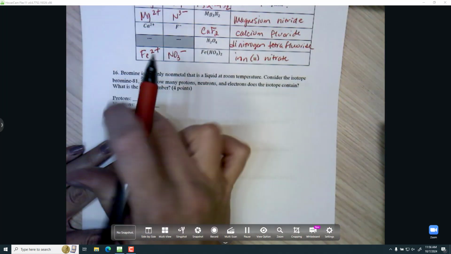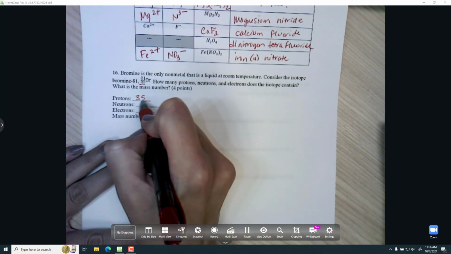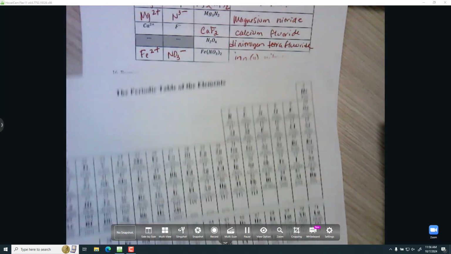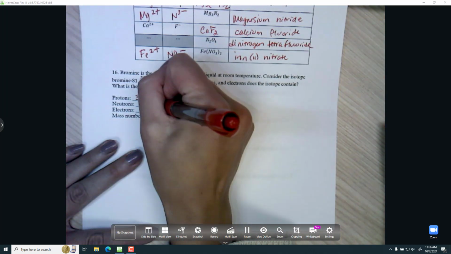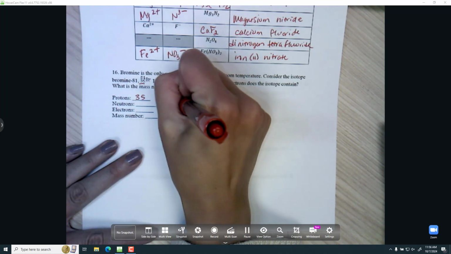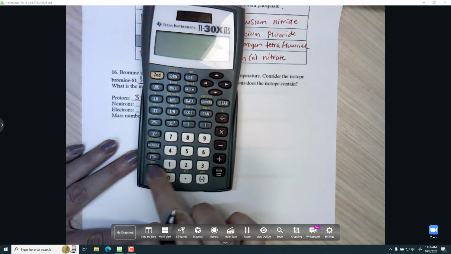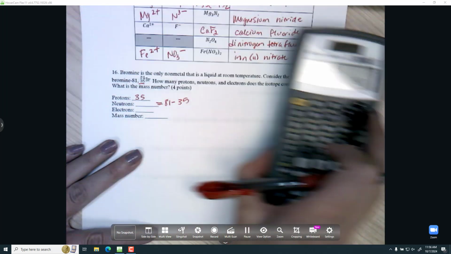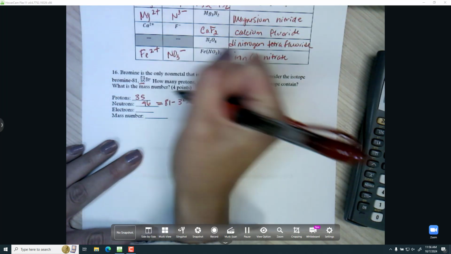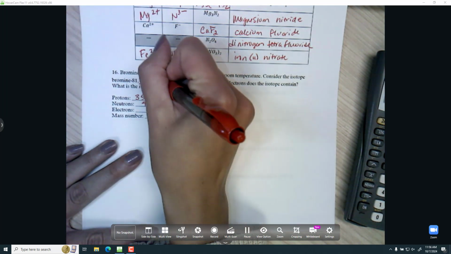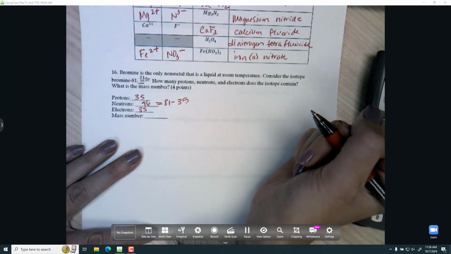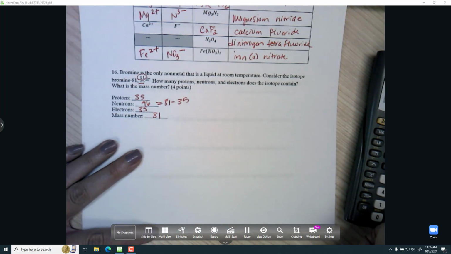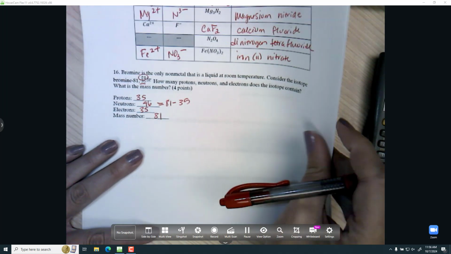Protons, neutrons, electrons, and mass number. I look at bromine. It told me it's 35 as the atomic number, but also I can get that from the periodic table. So it's 35 protons. The neutrons are the mass number minus the protons. 81 minus 35 would be 46. There's no charge written, so it must be neutral, which means there must be the same number of electrons as protons, so 35. And then finally the mass number is that 81, the protons plus the neutrons.